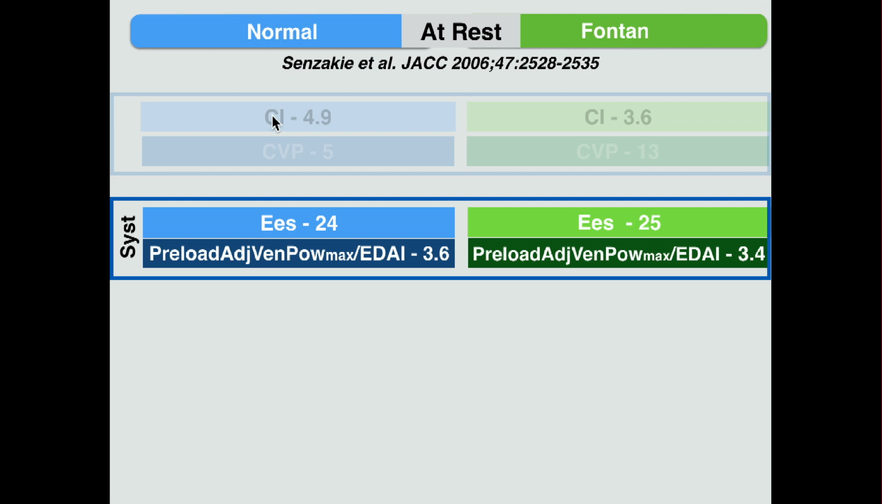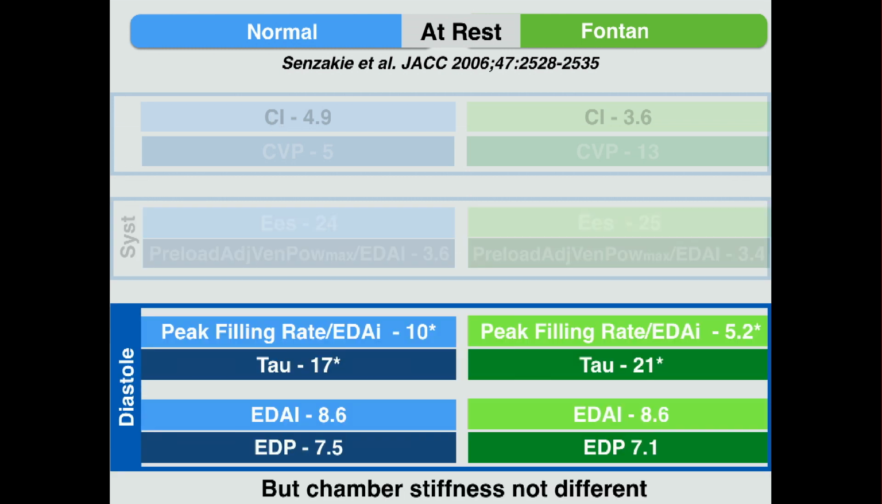And here's the preload adjusted ventricular maximal power as a unit of volume or area in the ventricle, and you can see that's really not very different between the Fontan and the normal circulation. And when we look at diastole, which Werner will talk to us more about later in the session, you can see that the filling rate of the ventricle is definitely reduced, and the relaxation may be a little more prolonged.